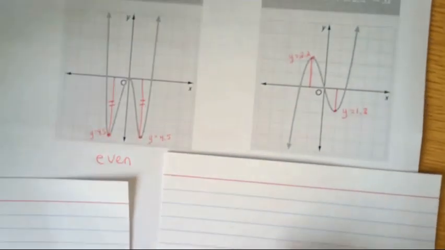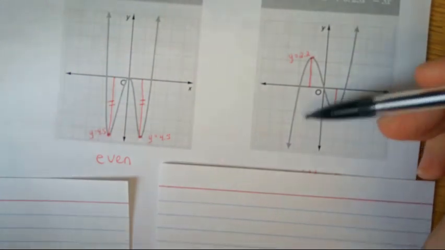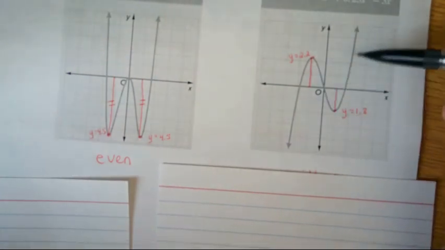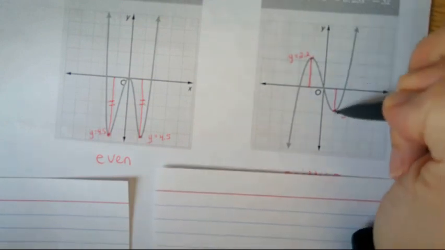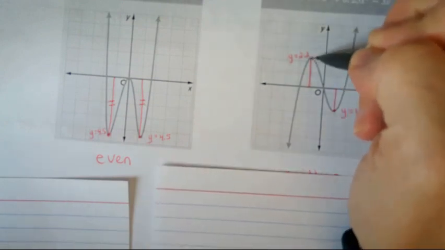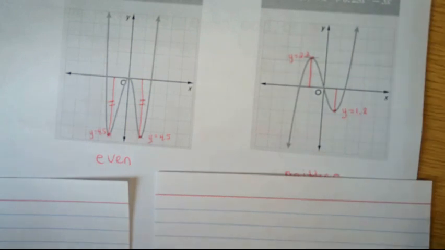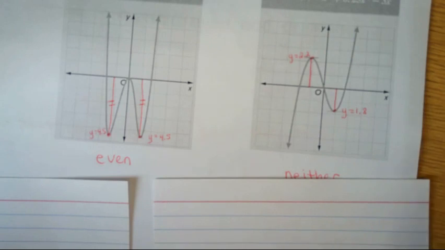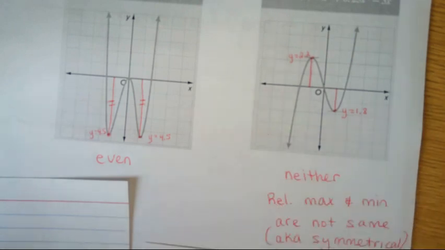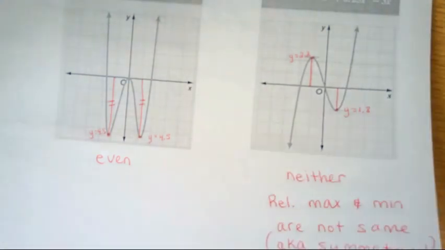So on the last one, it looks like it's going to be odd because I have tails going opposite directions. But these humps are not symmetrical. So this one looks like it's at about 2.2 because it's over 2. And this one is under 2, so at about maybe 1.8. So those are not symmetrical. So this would be an example of neither. So that's the only part that you have to check when you're seeing if it's even or odd.